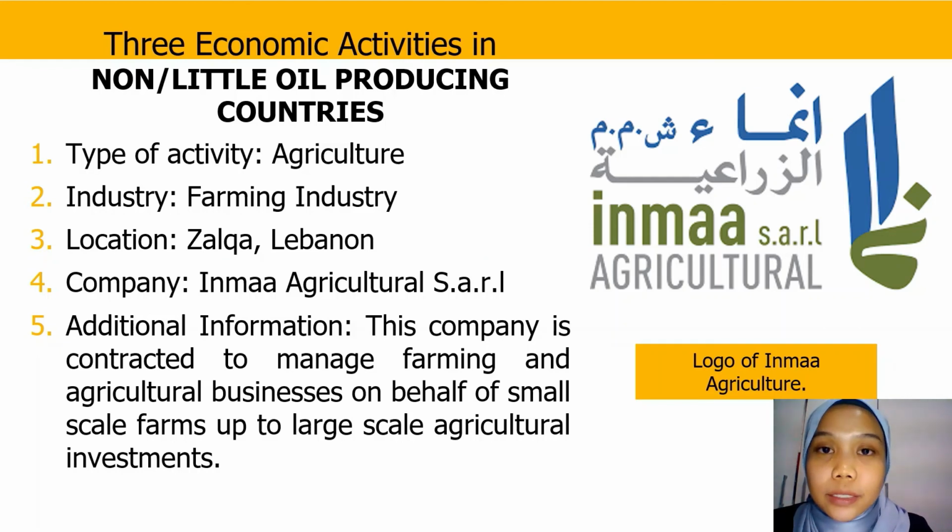To summarize, there are four types of activities that they provide: land assessment and reclamations, irrigation systems, fertigations and pest control, and also hydroponic systems.